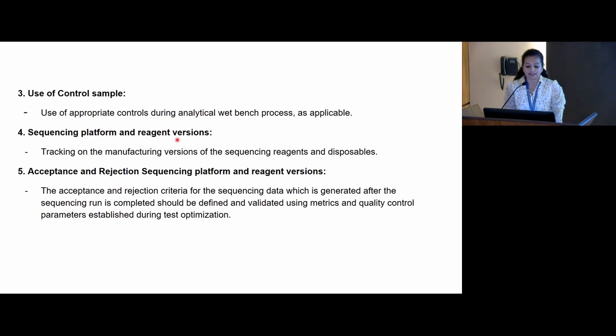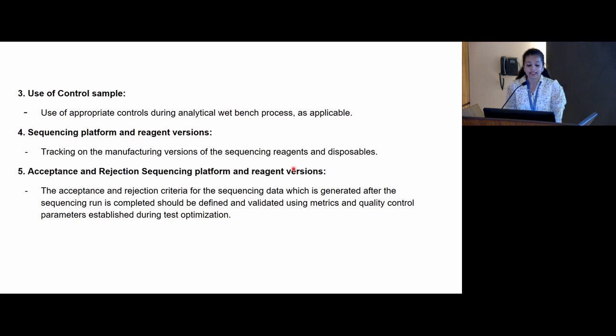Tracking of the manufacturer versions of the sequencing reagents and disposables also needs to be maintained, like if the kit is expired, which may also lead to failure of the run. So inventory of the kit, when it arrived, what is the expiry date, and everything needs to be documented properly.